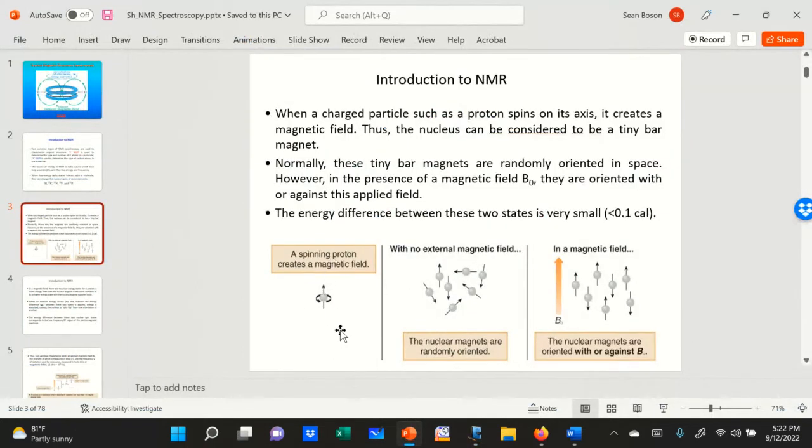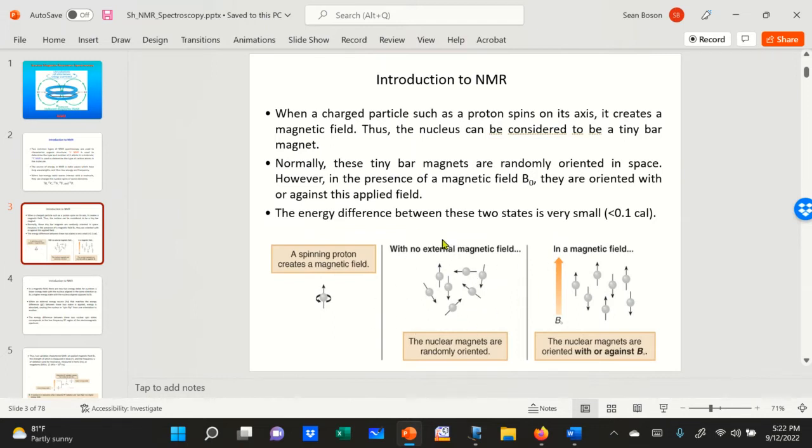Here is a picture of a spinning nucleus. You see on the left-hand side, it creates a magnetic field. The magnetic field will have a magnetic moment. The magnetic moment comprises both strength and direction. The direction is shown with this arrow. So under normal circumstances, without the influence of anything else, they are random.